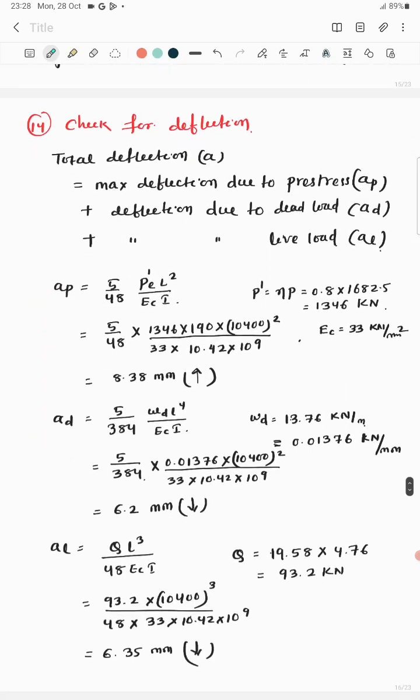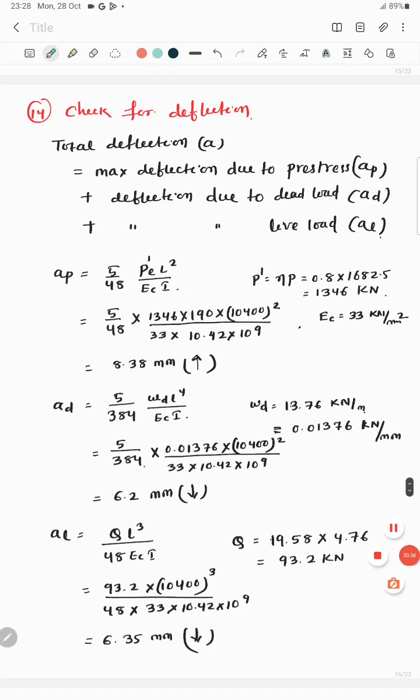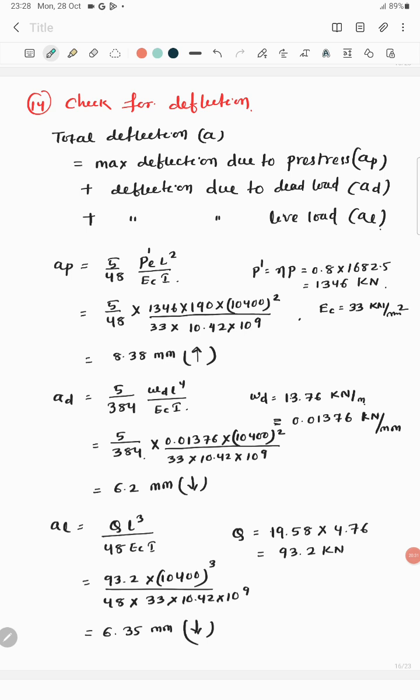Now the next step is check for deflection. So we have to find out the maximum deflection due to pre-stressing force, then the deflection due to the dead load, and the deflection due to the live load. The total deflection will be a combination of these three.